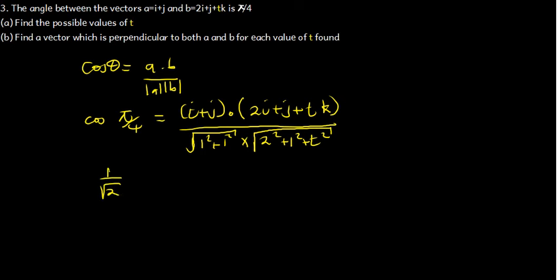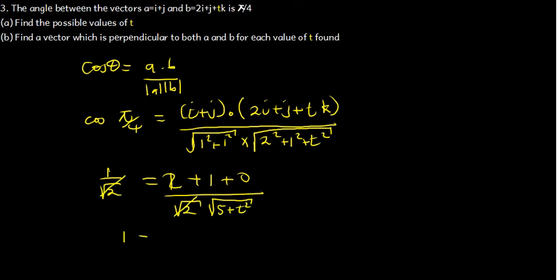of 2. And this should be equal to, we multiply i with i there, that is going to be a 2. Multiply j with j there, that is going to be a 1. We don't have any k in here, so that will be 0 times the k there, so that will just be 0. And then divided by 1 squared plus 1 squared, that is the square root of 2, multiplied by the square root of 2 squared plus 1 squared, that is a 5, and then plus t squared. These two things in the denominator are the same, they can cancel out.